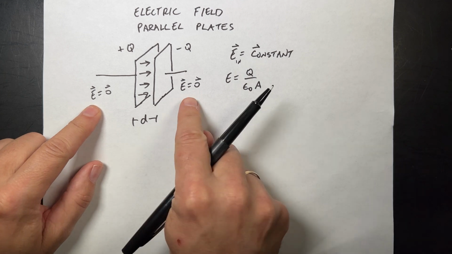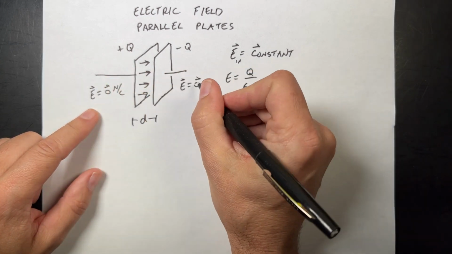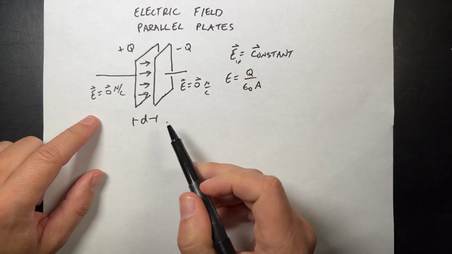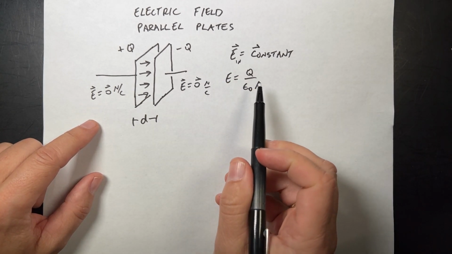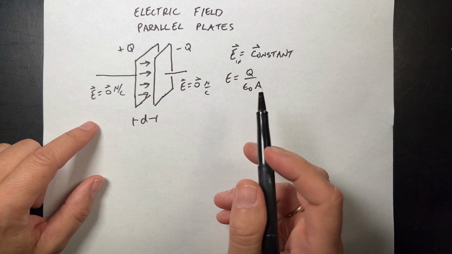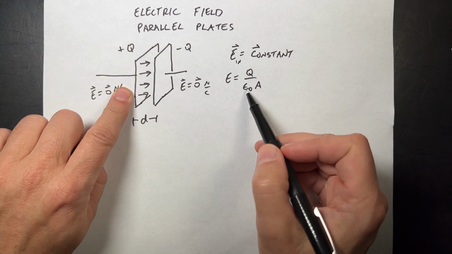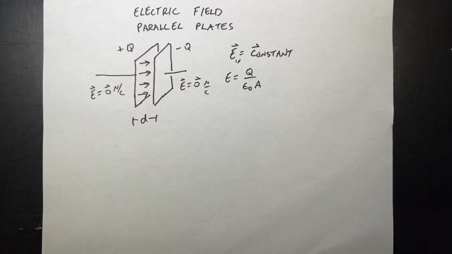Also, E outside is 0 newtons per coulomb. There, I'd just like to be right. And finally, the magnitude of the electric field inside doesn't really depend on, well, it depends on the charge density, but we can write it as the total charge of one plate divided by epsilon naught times the area of one plate. And so we can't derive that without calculus or Gauss's law. So instead, I want to show that with point charges.